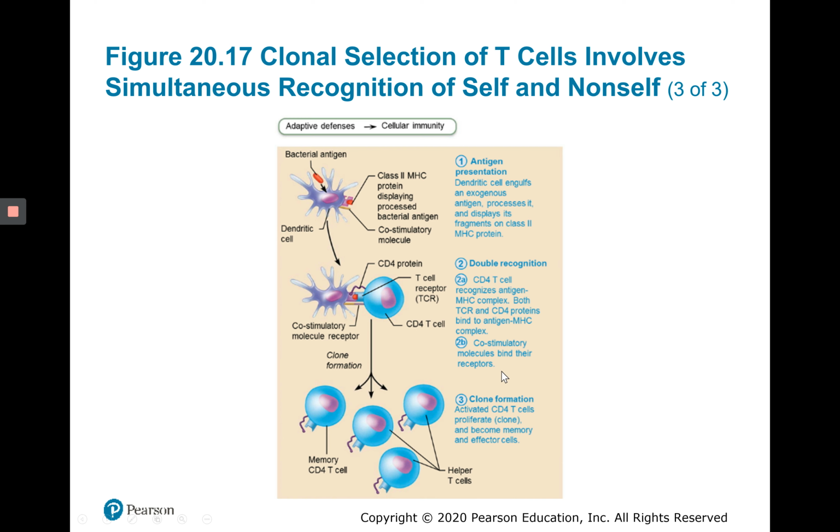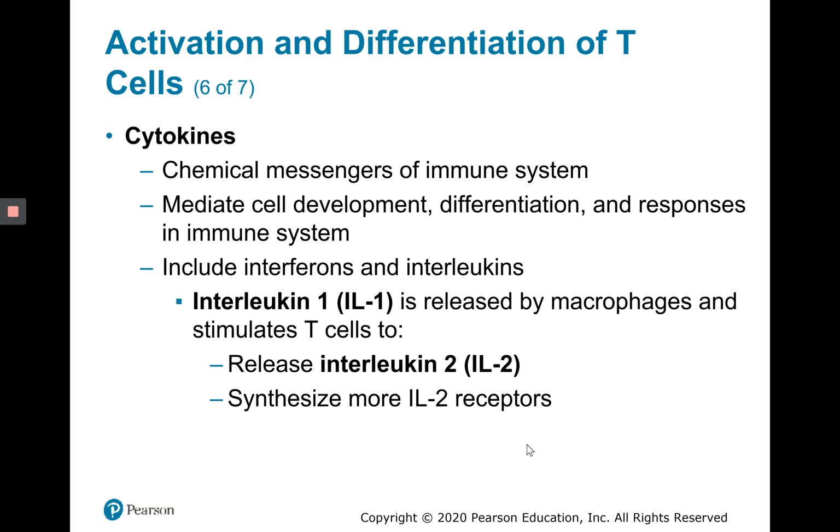The co-stimulatory molecule again must also bind, that's usually a B7 protein. If all of this occurs, that double recognition, that co-stimulation, we get clone selection and clone formation, which will then lead us into proliferation and differentiation. Here we have the activated CD4 cells proliferate, and they're becoming memory and effector cells. The CD4 cells, when activated, become helper T cells as their effector cell. But don't forget, both helper and cytotoxic cells can generate memory T cells.